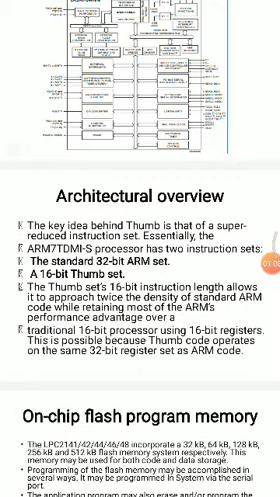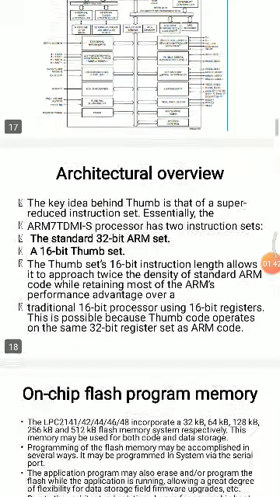In the architectural overview, the key idea behind Thumb is that of a super reduced instruction set. Essentially, we have the ARM7 TDMI processor, which has a 32-bit ARM instruction set and a 16-bit Thumb instruction set. The Thumb set's 16-bit instruction length allows it to approach twice the density of standard ARM code while retaining most of the ARM's performance advantages over a traditional 16-bit processor using 16-bit registers. This is possible because Thumb code operates on the same 32-bit register set as ARM code.